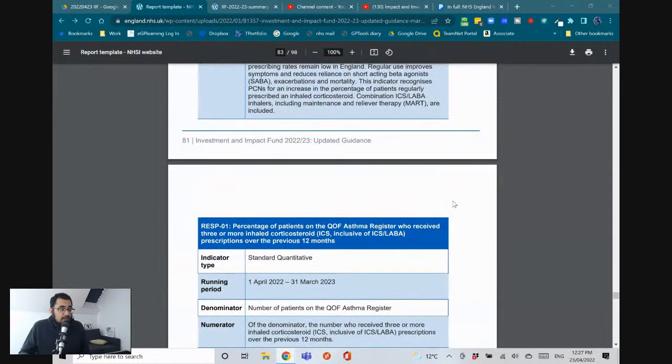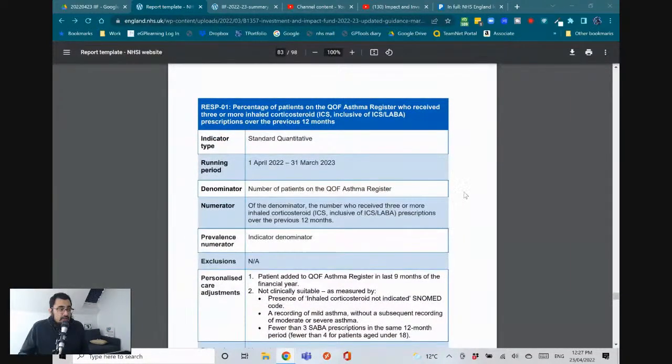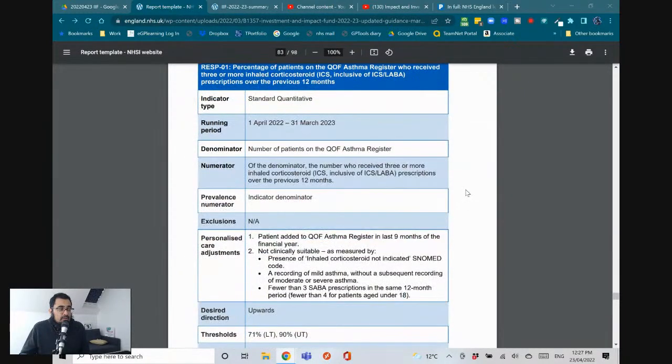So where are we? A standard quantitative criteria. It's based off your QOF register for asthma, and the denominator is those who receive 3 or more ICS inhalers.